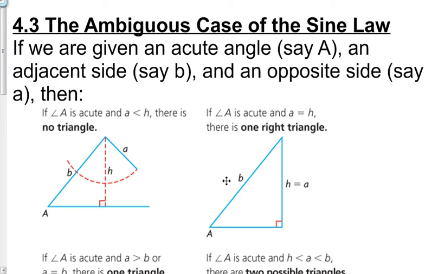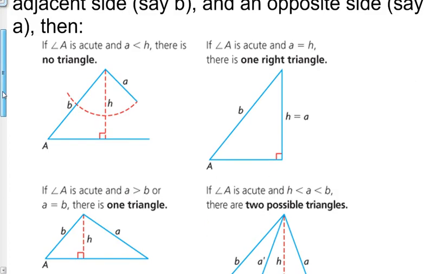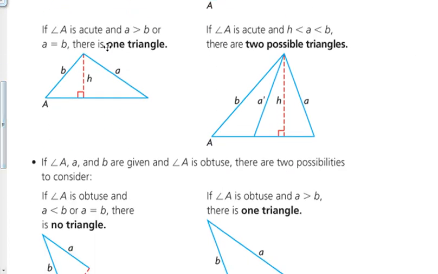If angle A is acute and A is equal to H, then there's one right triangle. If angle A is acute and A is greater than side B, or if A is equal to B, then there's one triangle. If angle A is acute and A is greater than H but less than B, then there are two possible triangles.